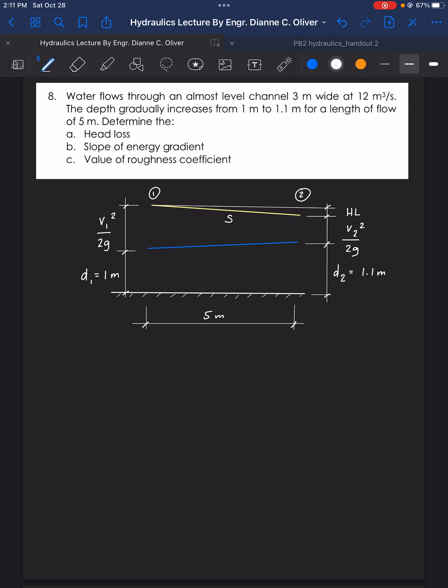So it says here the channel is 3 meters wide, given the width of the channel as 3 meters, and the channel is almost level. So it says there, almost level channel. So as you can see, it's horizontal, and the depth gradually increases from, so this is the depth of the water surface. So this is our water.